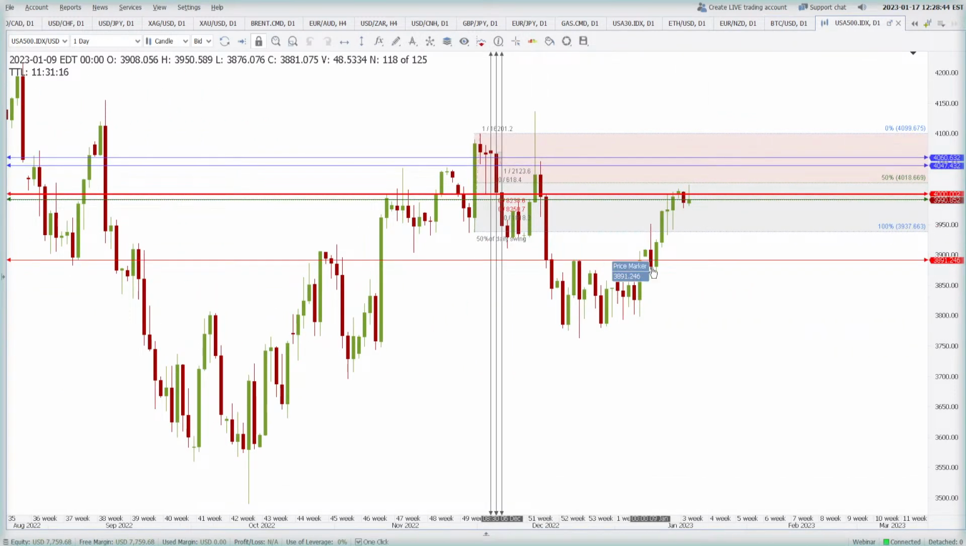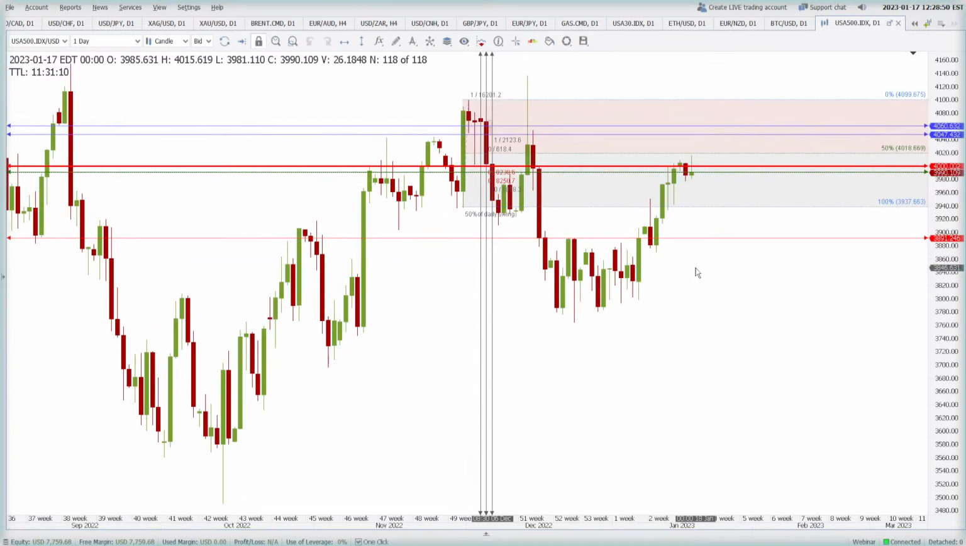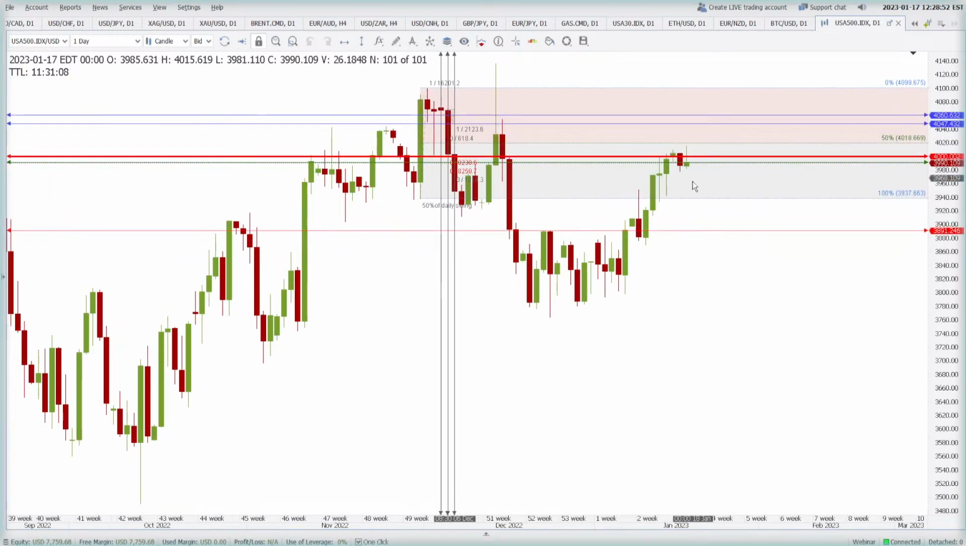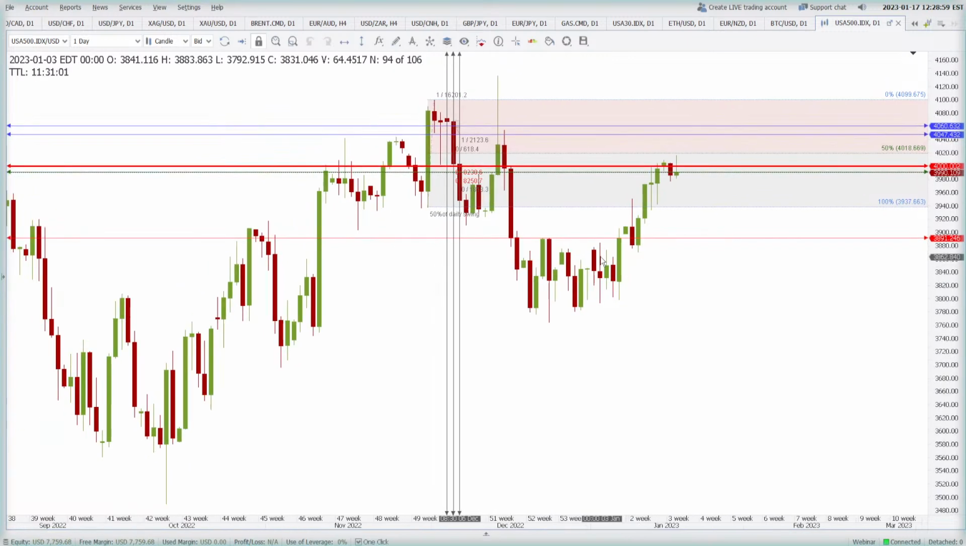USA 500 is on similar lines, guys. It is also at the resistance and trying to give us a pin bar here. So stay away from this market also, guys. This is in an uptrend structure, but giving us some resistance. And I will clean up this chart also tomorrow for you. I think that's all for today.